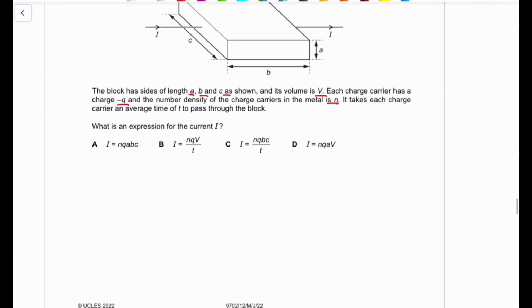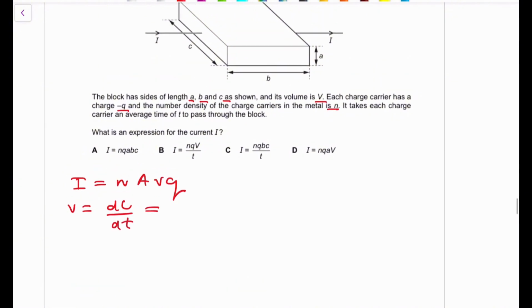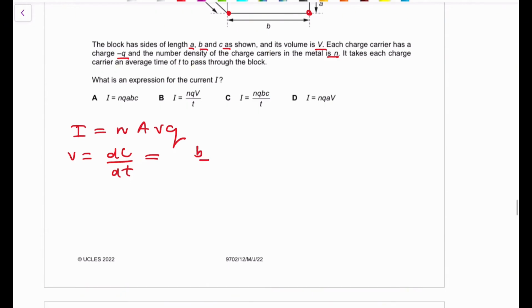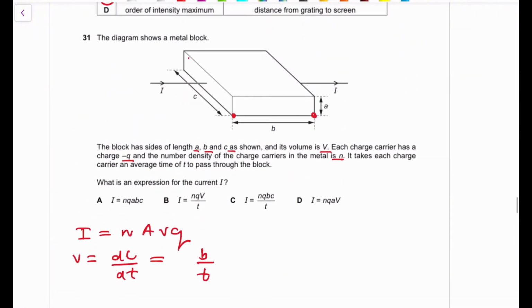Okay, so I know that I is equal to nAvQ, very important. But I know that velocity is the length that has been moved divided by the time. What is the length that it is moved? It is moved B, because that is what it has traveled when moving through this block. So it's the length B divided by the time T that it takes. That's the velocity. But the area is this cross-sectional area, which is basically A multiplied by C.